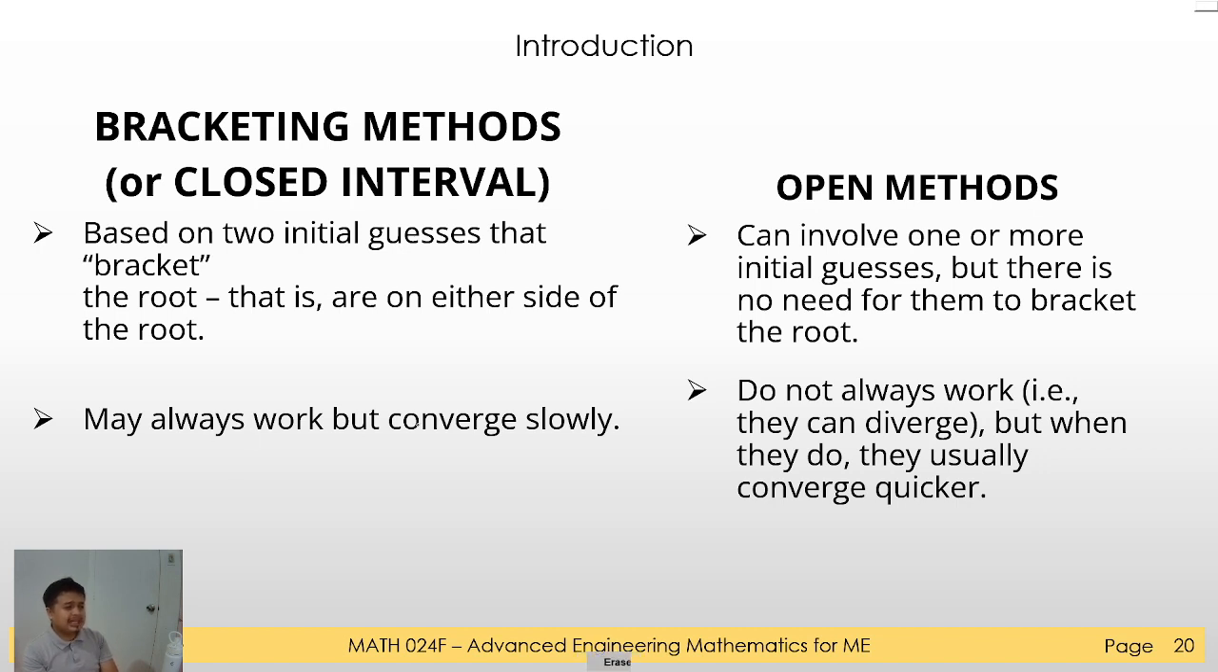The problem with that is it will converge slowly, but most of the time it will work. And then for open methods, usually we do not have two guesses, but we only have one initial guess, and then it will converge to that solution. The problem with all open methods is that it might diverge or it might oscillate depending on the method you're using and the function that you're trying to solve.